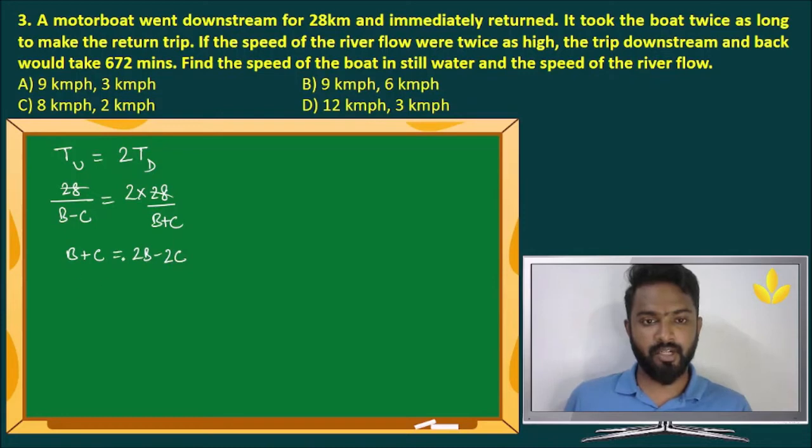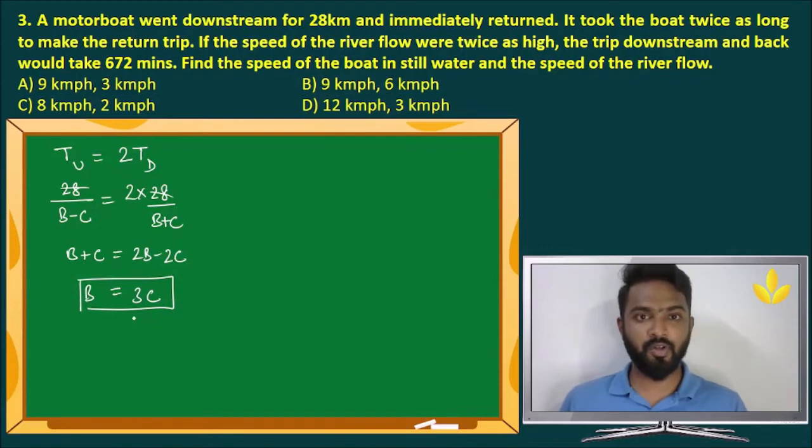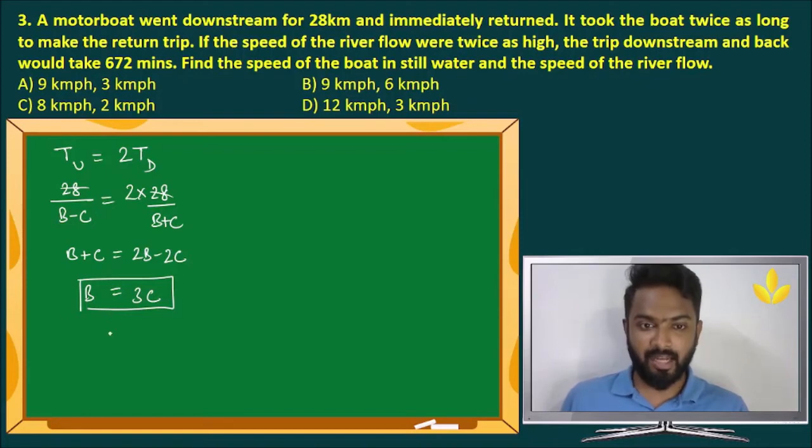This goes this side, 2B minus B is nothing but B, and 2C plus C becomes 3C. This is all that you need in order to solve this question. All you need to do now is look at the options and see which of the options actually satisfies this condition, B equals 3C. If you look at A, 9 equals 3 into 3, that makes sense.